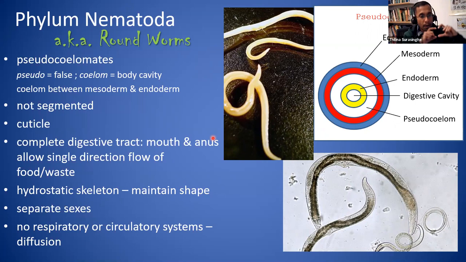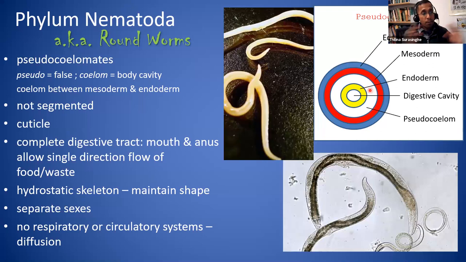They all are pseudocoelomates. Pseudo means false. Coelom is a body cavity. They have a coelom-like body cavity, but it is not analogous to the actual coelom. The reason is the pseudocoelom, as you see in this image. The pseudocoelom is surrounded on one side by the mesoderm, on the other side by the endoderm. An actual coelom is completely surrounded by the mesoderm. That is why this is a pseudocoelom.